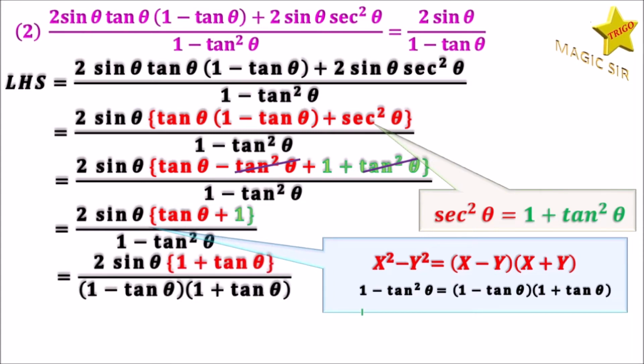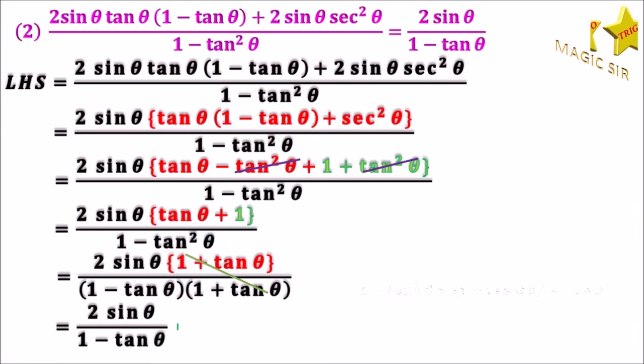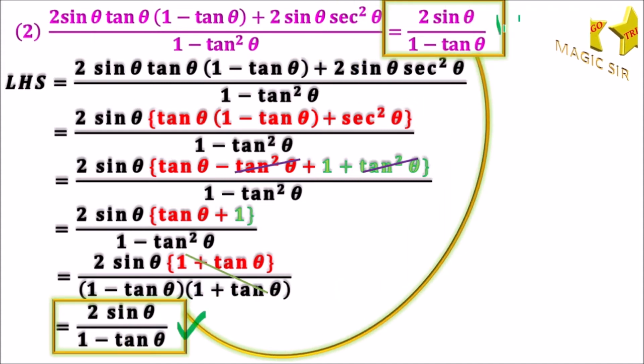Therefore, LHS is equal to twice sin theta into 1 plus tan theta divided by 1 minus tan theta into 1 plus tan theta. Here 1 plus tan theta cancels out, leaving us with left hand side equal to twice sin theta divided by 1 minus tan theta. Comparing the left hand side with the right hand side of the equation, we can say that both the right and the left sides are equal.